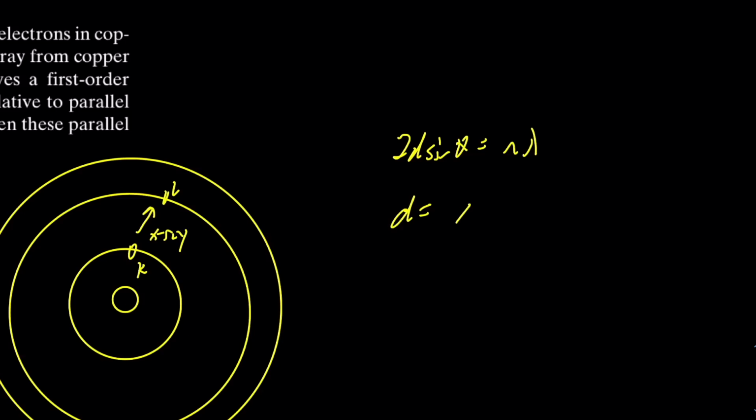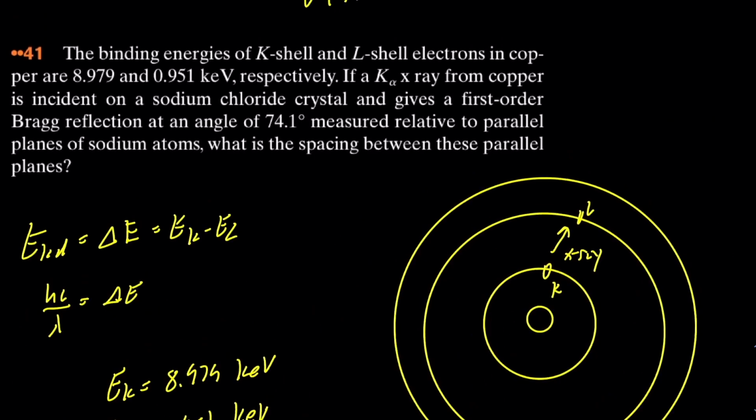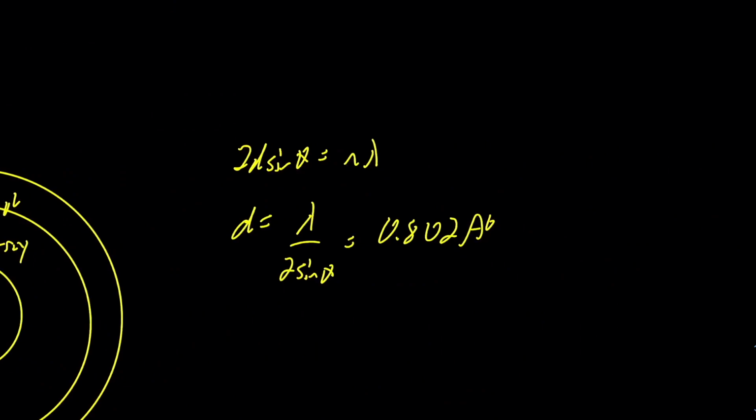So let's solve for d. d equals lambda over 2 sine of theta. We have theta and we have lambda. And as a result, we should have 0.802a. Yes, the answer is the spacing between the parallel planes. And there we go. Sweet.